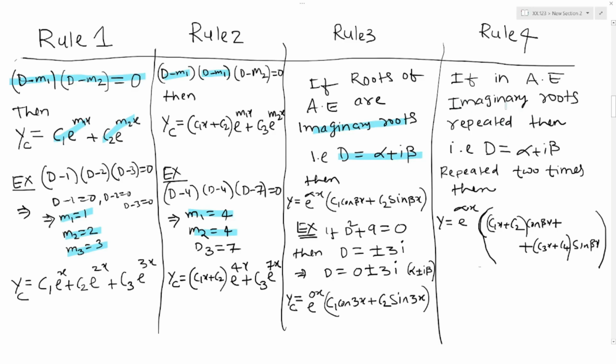Rule number 4. Imaginary roots are repeated. Suppose the result is D equals alpha plus i beta repeated. Then we can write here y equals yc. It is the value of yc.